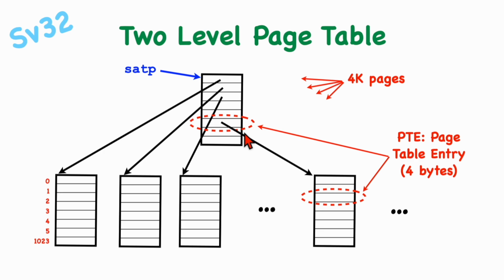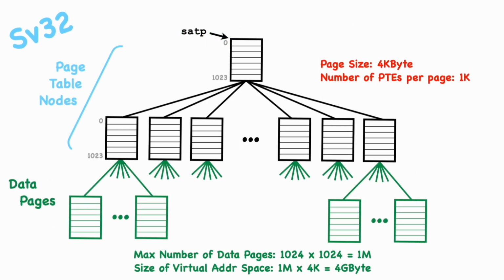The page table entries in the root node point to nodes at the next level, and we can call these internal page table entries. And the page table entries at the bottom level point to the actual data pages, and we can call these leaf page table entries. And then at the bottom, beyond the page table nodes, we have the 4 kilobyte data pages. These pages contain the user code and data. These are the bytes that are actually in the virtual address space. Here's another diagram representing a page table tree. We've got the page size, number of page table entries per page, the number of data pages, and the size of the virtual address space.